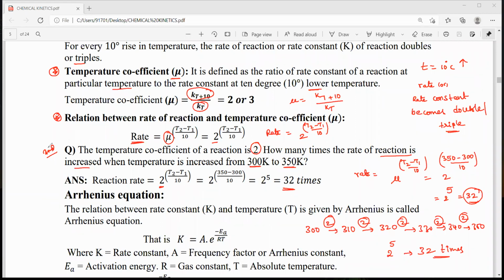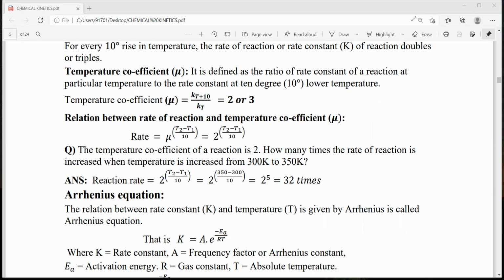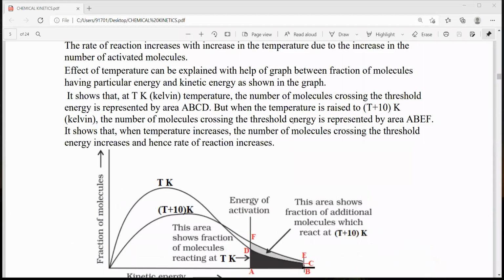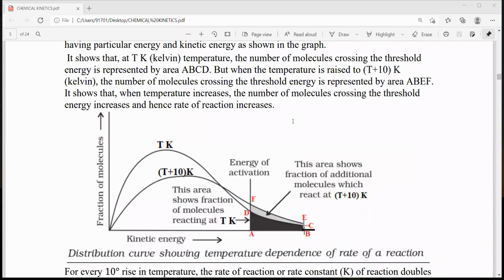So the third important factor is the temperature effect. Let's listen to how the temperature affects the rate of the reaction. Only those points we discussed. This graphical representation is very, very important, dear students. For every rise in temperature, generally the rate of reaction will increase.